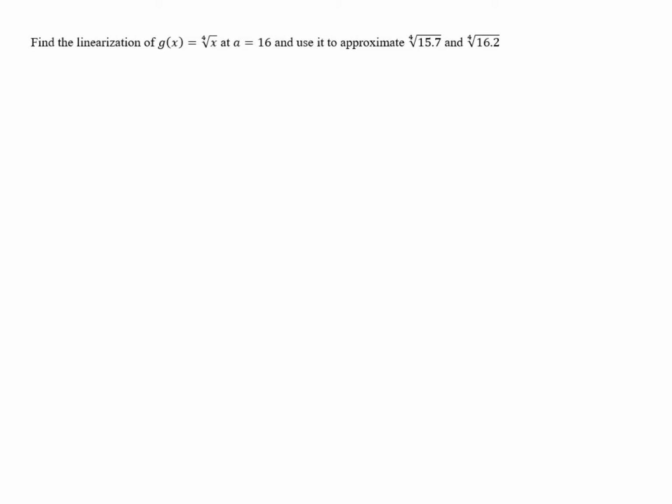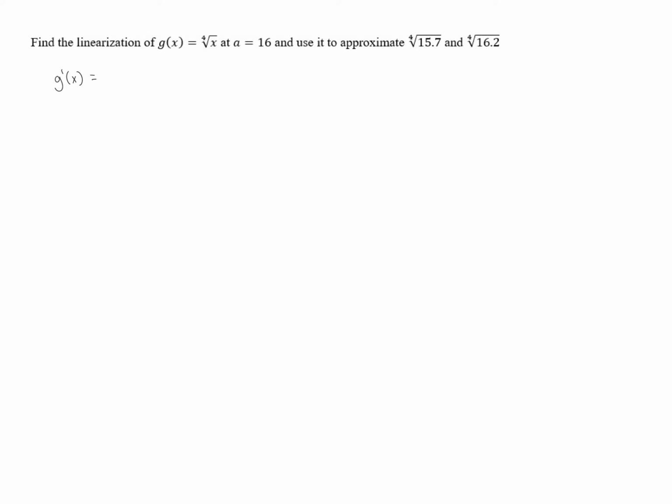Find the linearization of g of x equals the fourth root of x at a equals 16, and use it to approximate the fourth roots of 15.7 and 16.2. Well, we've done square roots and cube roots. We might as well do fourth roots. To do that, we're going to need the derivative here.